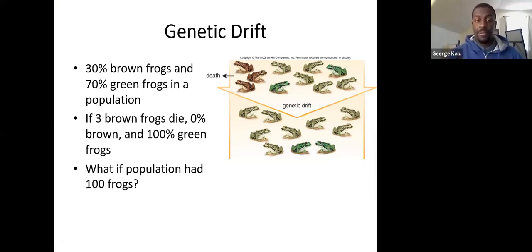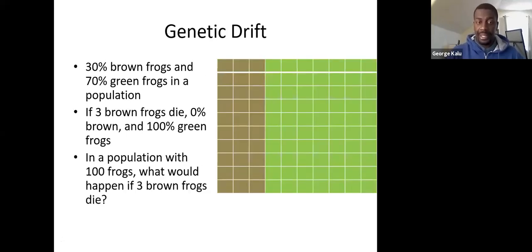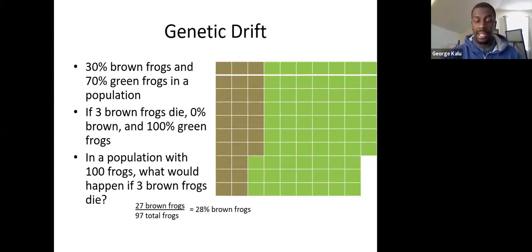Now, if we had a population that had 100 frogs, and 3 frogs die. Here we have 30 brown frogs compared to 70 green frogs, so 30%, 70%. Let's say we lose 3 brown frogs, just like we did in the previous example. Now we have 27 brown frogs out of a total of 97. Our allele frequencies just move from 30 to 28%, and the green frogs go from 70 to 72%. So the changes in the allele frequencies are not nearly as dramatic as they are in small populations.